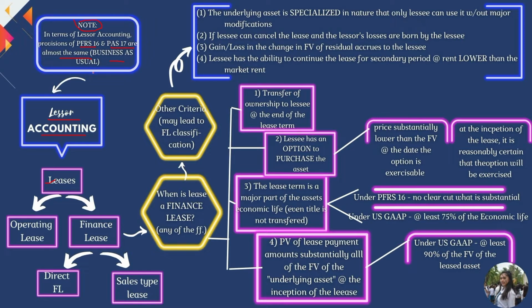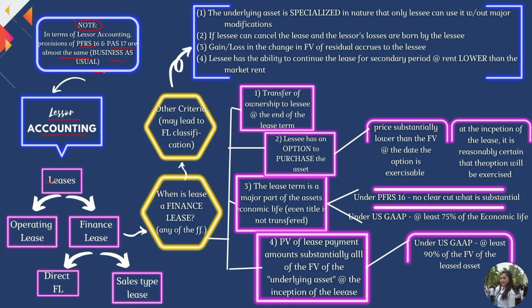Why business as usual? Because, unlike lessee accounting wherein you are not given an option on which model you will use, by default you use the finance lease, wherein you recognize a right of use asset and also a lease liability. Here in lessor accounting, this is business as usual because you can still choose what model you will use.